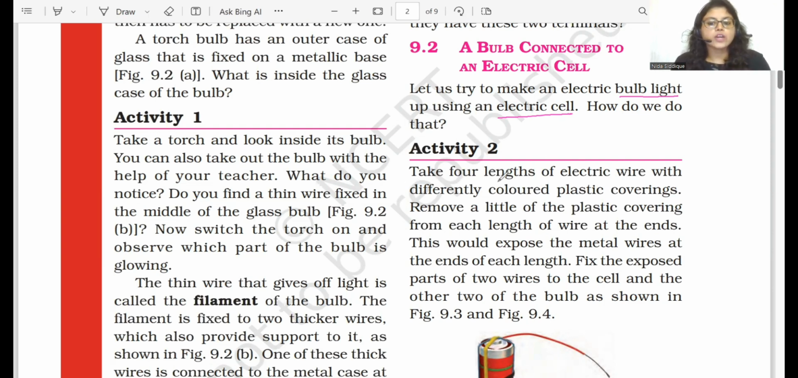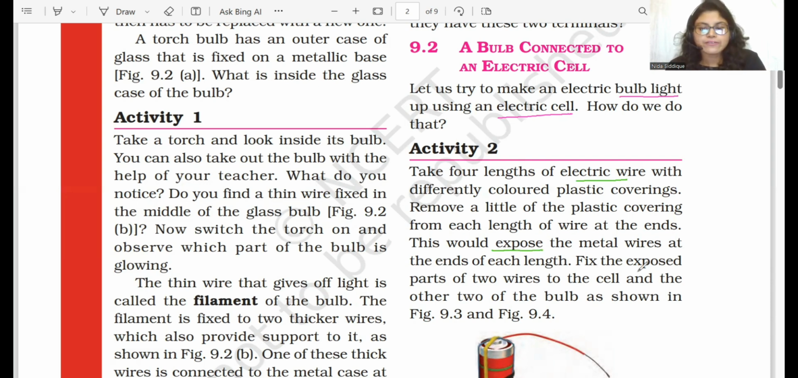So we are going to take 4 lengths of electric wire and different colors के लेंगे, different plastic coating के लेंगे ताकि हमें आसानी हो differentiate करने में. Now वो जो plastic wire के जो ends हैं उस end से हम थोड़ा थोड़ा plastic covering निकाल देंगे, expose कर देंगे metal को ताकि हम उसे connect कर पाए battery में या तो bulb में. Okay, so we will expose the metal wires at the ends of each length.